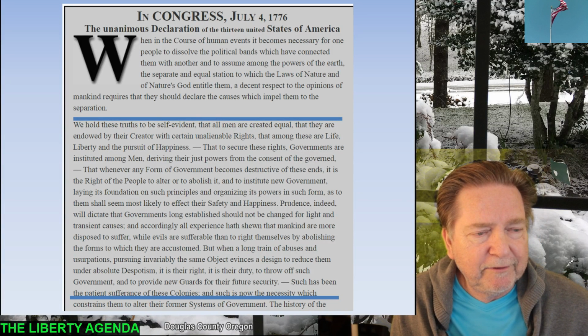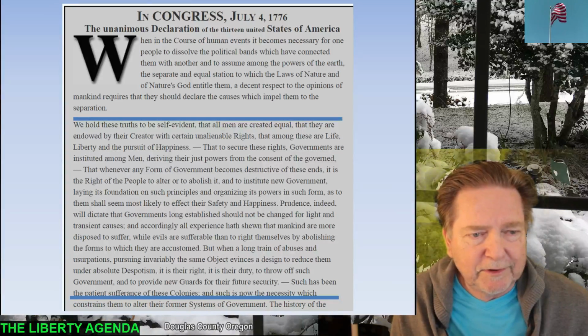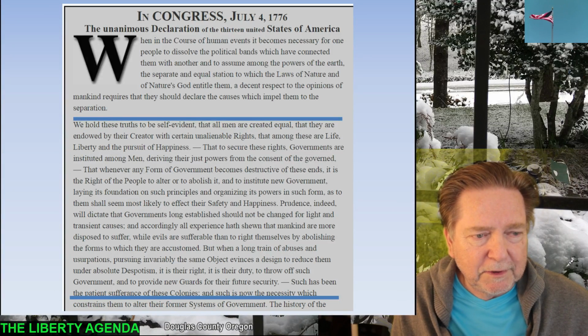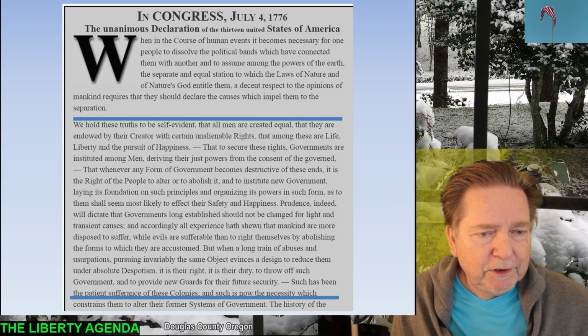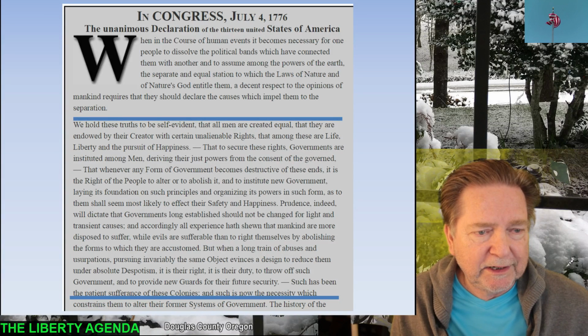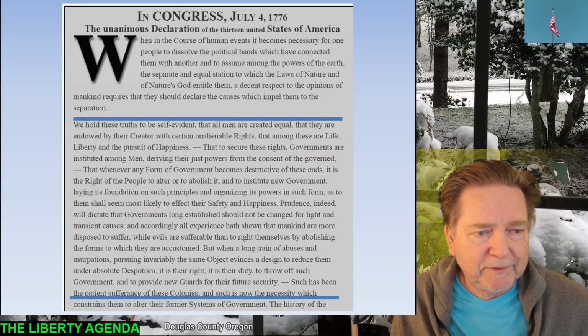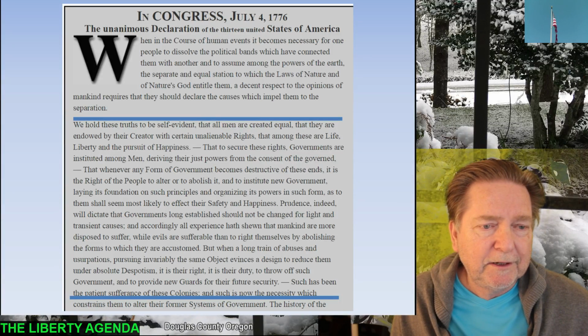It says that whenever any form of government becomes destructive of these ends, it is the right of the people to alter or abolish it, and to institute new government, laying its foundation on such principles and organizing its powers in such form as to them shall seem most likely to affect their safety and happiness.